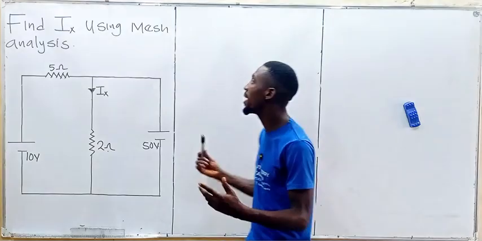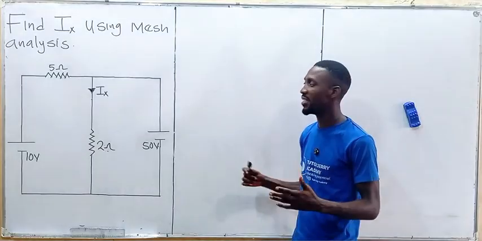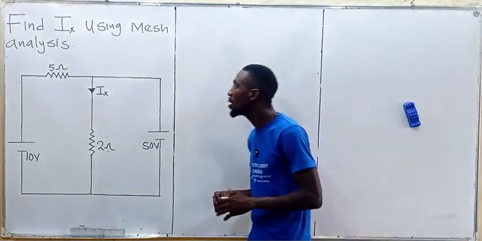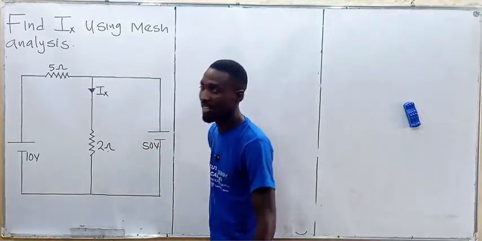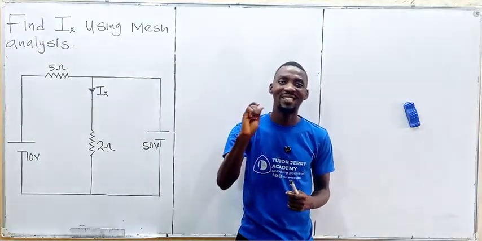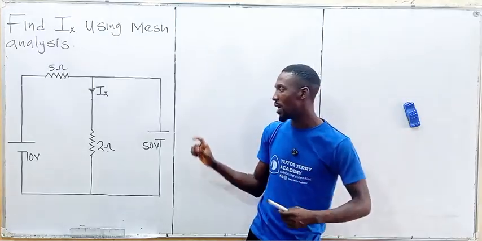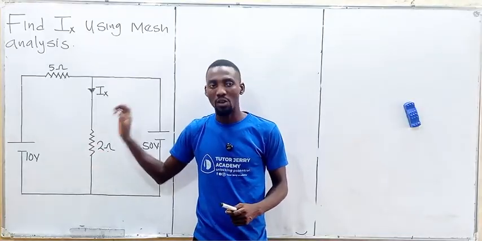All right, we are going to find the value of Is using mesh analysis in this question. So the question, you can see the circuit. Here is our Is, and when you are dealing with mesh analysis, the first thing you are going to do is to assign your mesh current. So I'm going to assign my mesh current, showing you the direction of the mesh current.